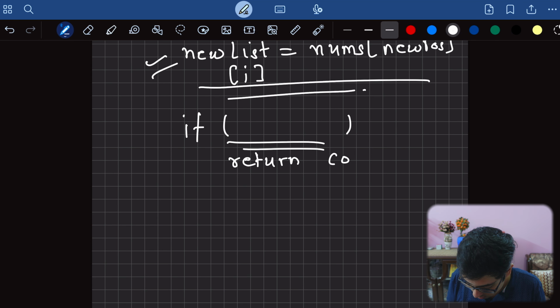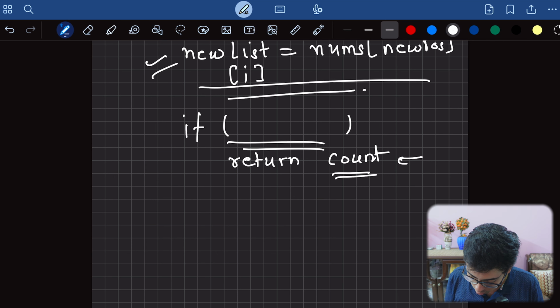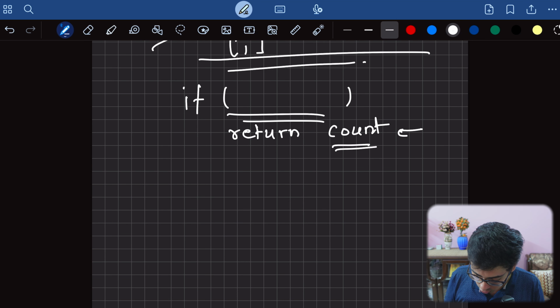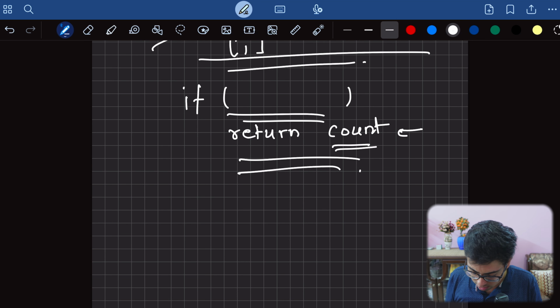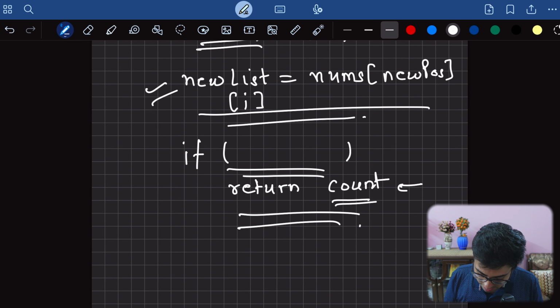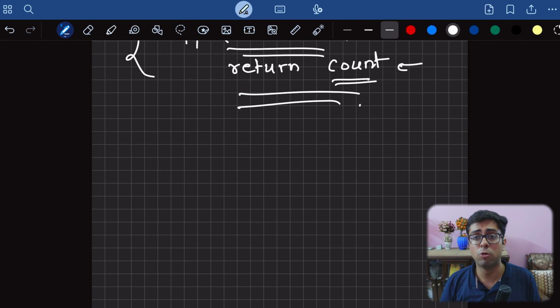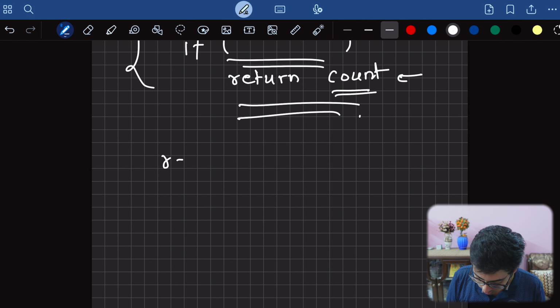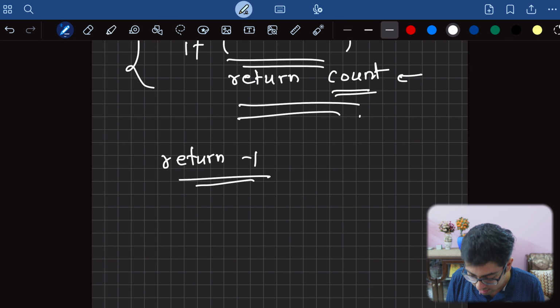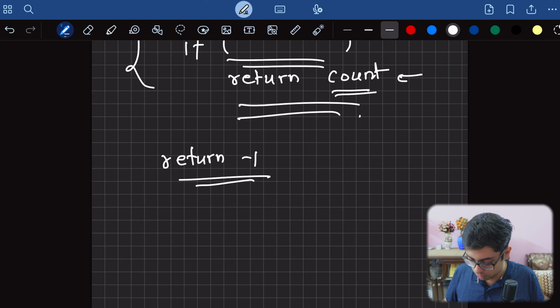And what is count? Count is the iteration number. We are also going to maintain a variable which is going to increase in every single iteration, and that's going to be the count. So we've got the basic idea of how it's going to be. And if in that entire looping structure nothing happens and it goes out of the loop, then we are going to return -1. Essentially, returning -1 basically means that in the entire loop nothing happened. So the answer is -1.